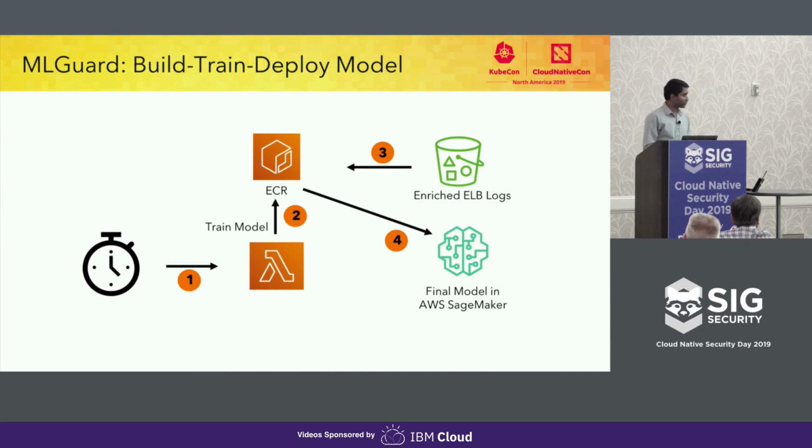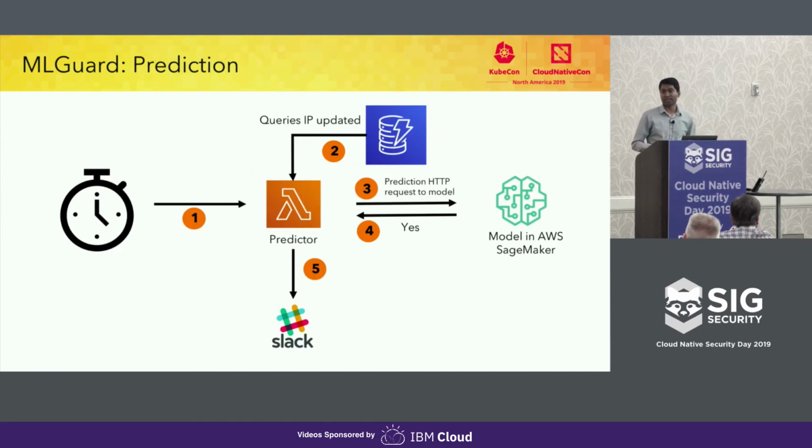And once the model is trained, it is running in SageMaker, and that's when we go to the prediction stage. What happens when you deploy a model in SageMaker is it gives you an HTTP endpoint that you can directly invoke, and it can tell you whether the request is good or bad.